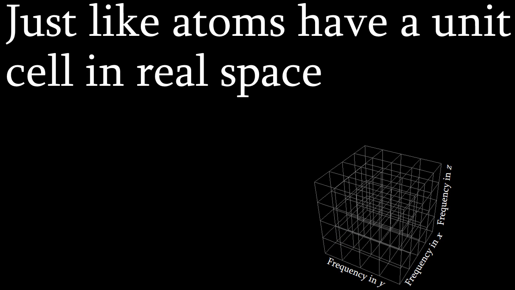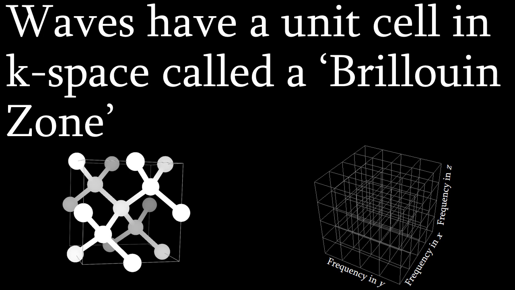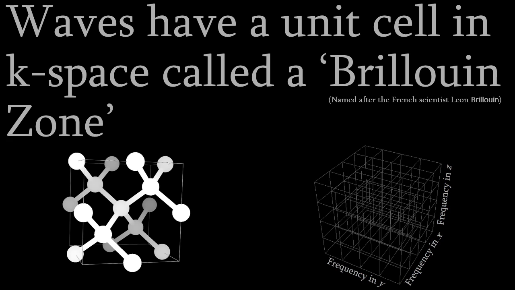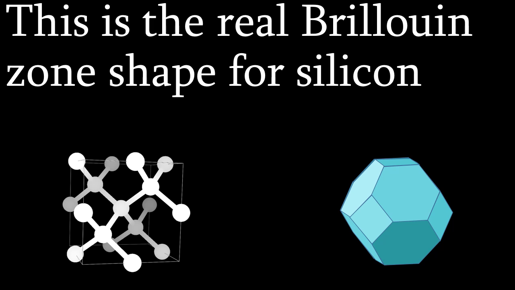Just like atoms have a unit cell in real space, waves have a unit cell in K-space called a Brillouin zone, named after the French scientist Léon Brillouin. The shape of the Brillouin zone depends on symmetry. This is the real Brillouin zone shape for silicon. So we have the real unit cell of silicon on the left and the real Brillouin zone shape of silicon on the right.